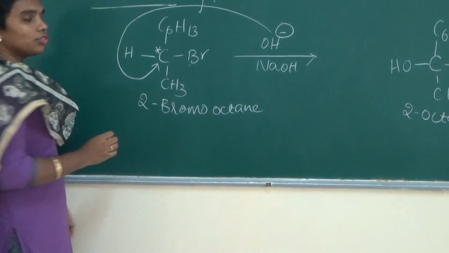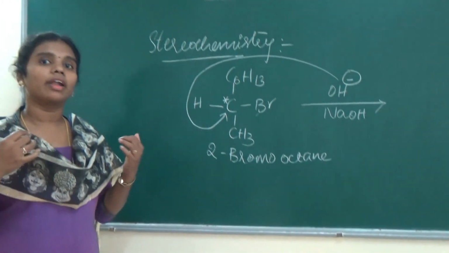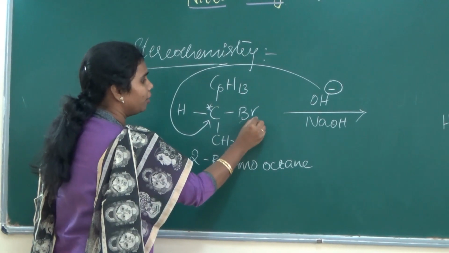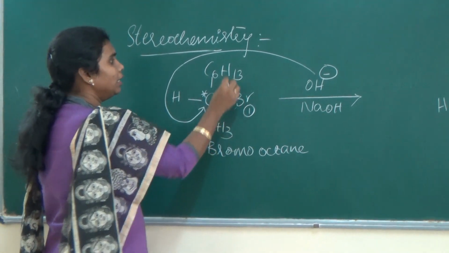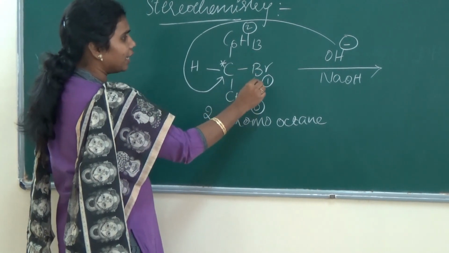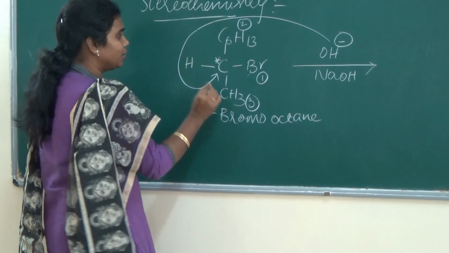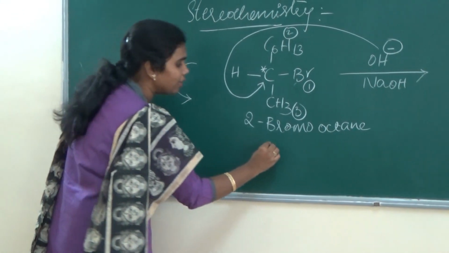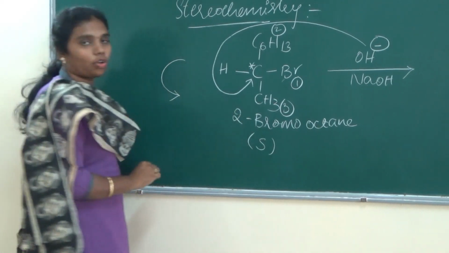According to the sequence rules, or Cahn-Ingold-Prelog rules, the highest priority goes to bromine, then this, then the third. You can see which direction it is going: 1, 2, 3. It is going in an anti-clockwise direction. That means the configuration for this is S.